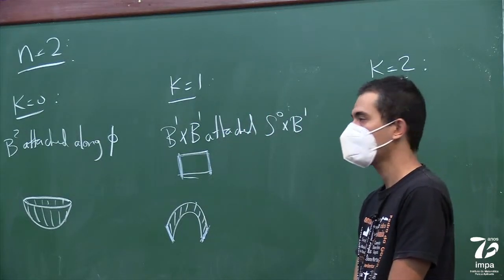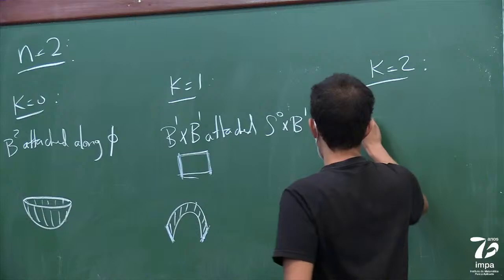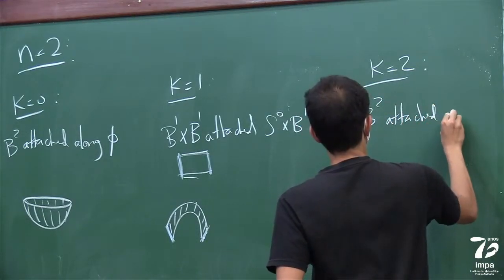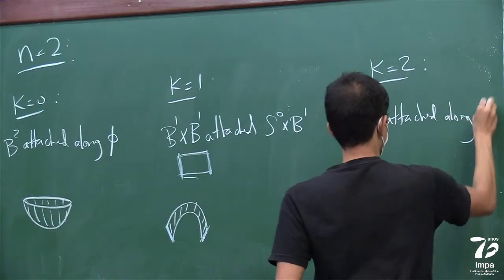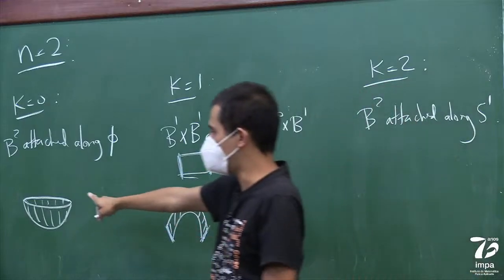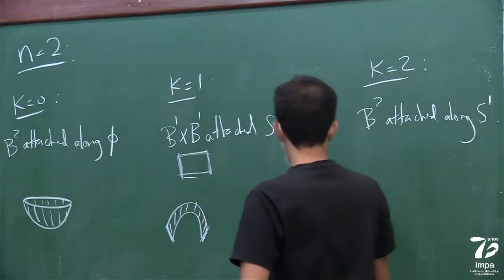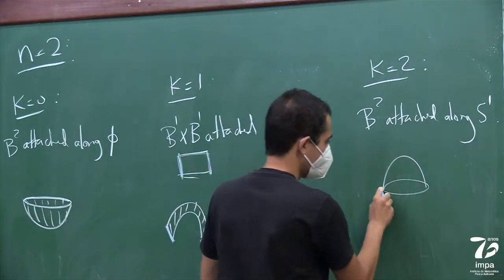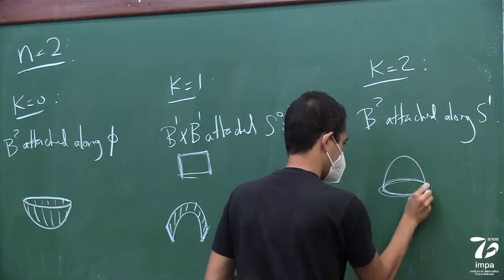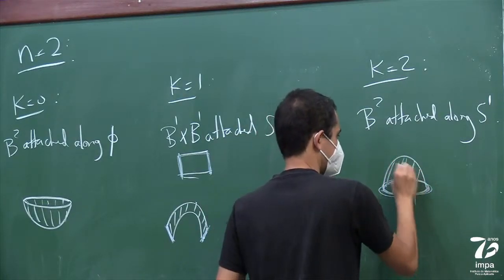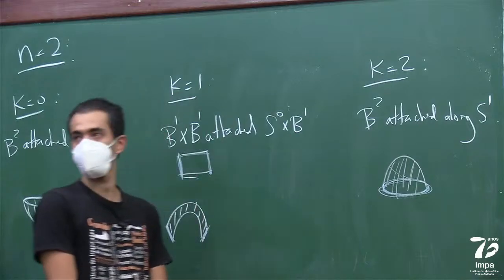Okay? And then here, for k equals 2, again, it's a B2 attached along an S1. So really, you think of the same picture, but upside down. So you have this disk, and I'm going to have the blue be where you attach. Like that.